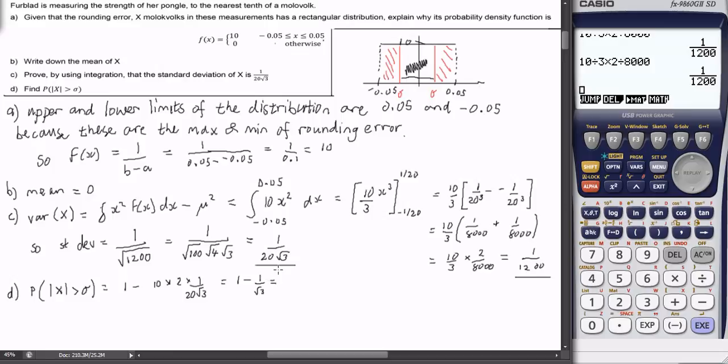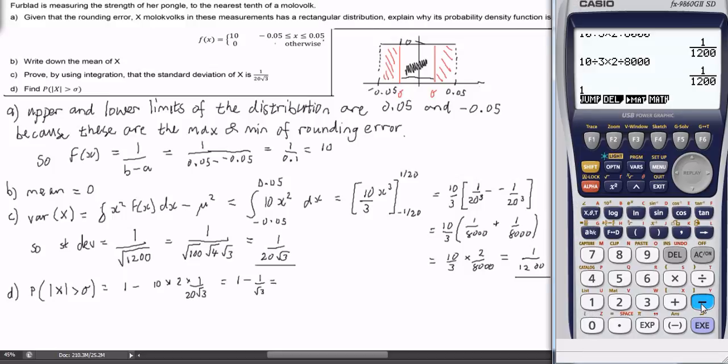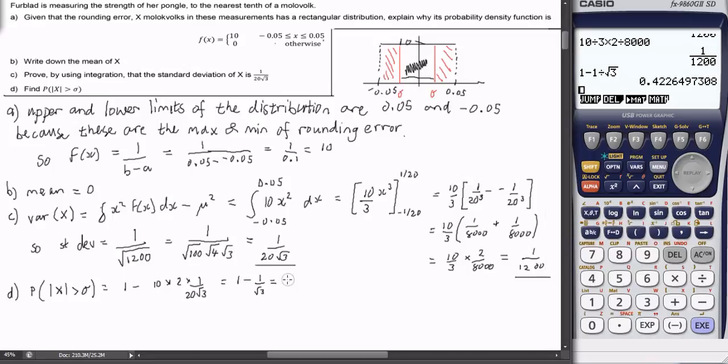And I might just do that again on the calculator. So 1 minus 1 divided by the square root of 3. Hit enter, and we get 3 minus root 3 divided by 3. I think I'm going to put that as a decimal. So we get 0.4226, so 0.423 to 3 decimal places. And that is question 5 finished.